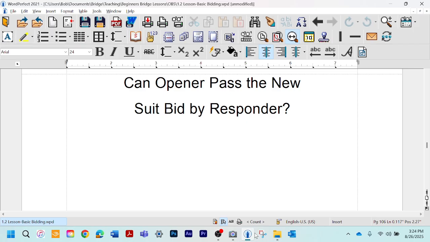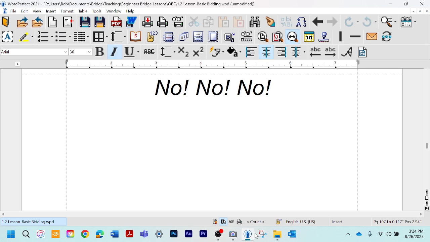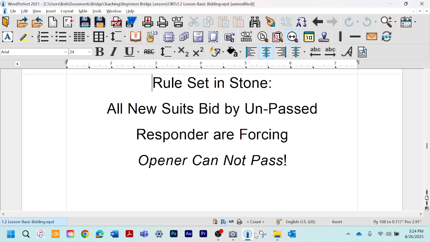Can opener pass the new suit bid by responder? Answer is no. Remember that rule I told you before? All new suits by a responder or foursome. No, no, no. Rule set in stone. If I can't emphasize anything, it's this. All new suits bid by an unpassed responder or foursome.